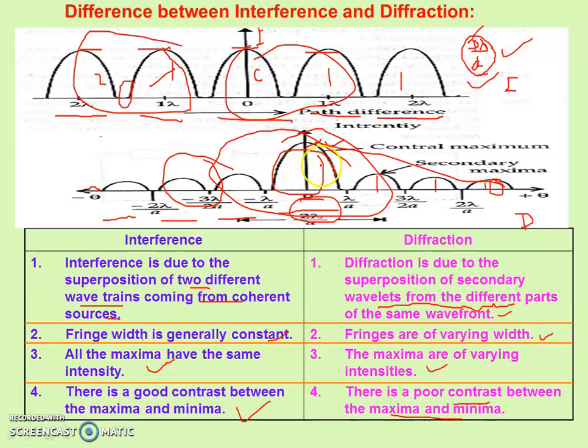This is a question which is asked many times in board examinations, right? In a previous year CBSE question paper, there was a question to draw the intensity curve for interference and diffraction patterns, right? Sometimes it asks what is the difference between interference pattern and diffraction pattern, right?